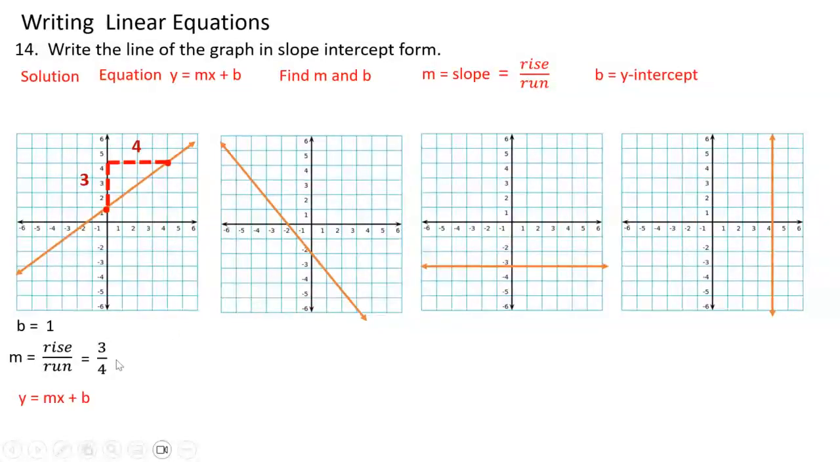Now there's my equation, right? So now all we do is plug in the 3/4 for my m and the 1 for the b, and we have our equation. y equals 3/4 x plus 1. Okay, on the second graph, my b is -2.